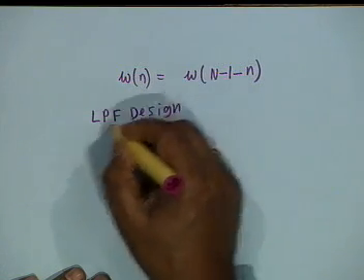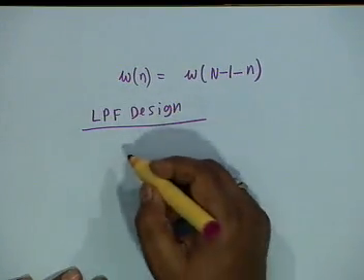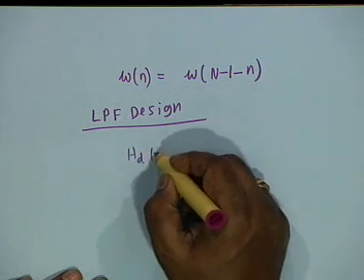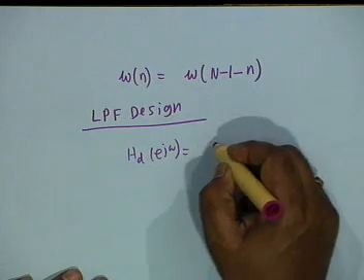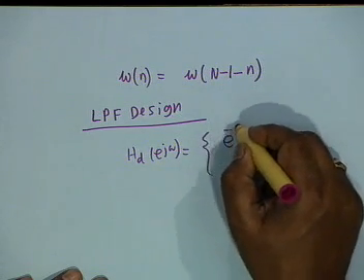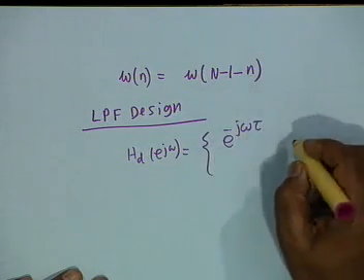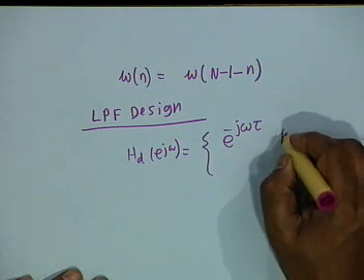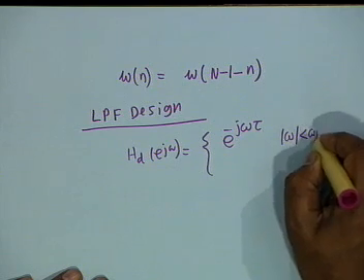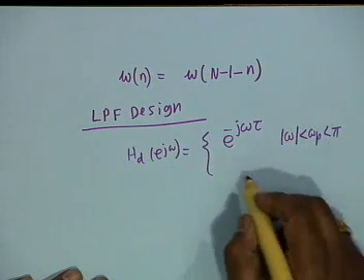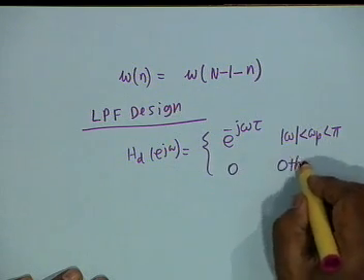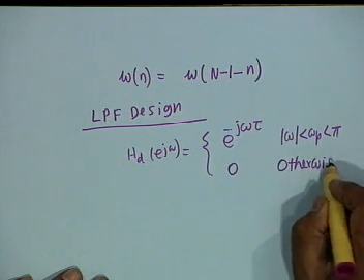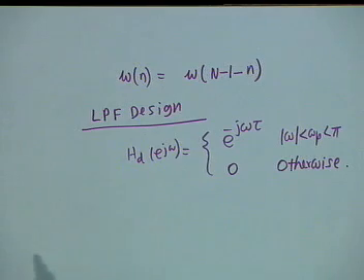FIR low pass design. So what we want is Hd of e to the j omega is equal to e to the minus j omega tau for omega less than omega p, which is less than pi, and 0 otherwise. This is the ideal low pass filter. Okay, we aim at this.